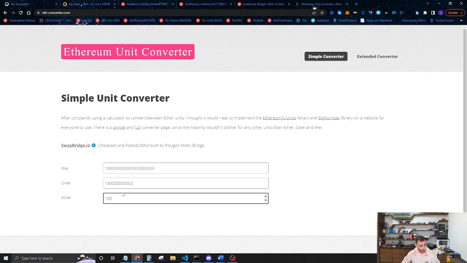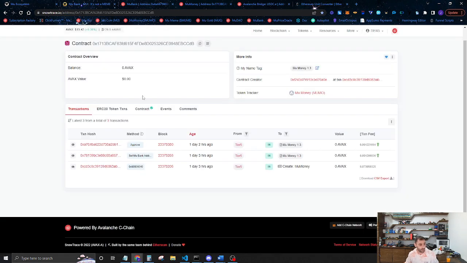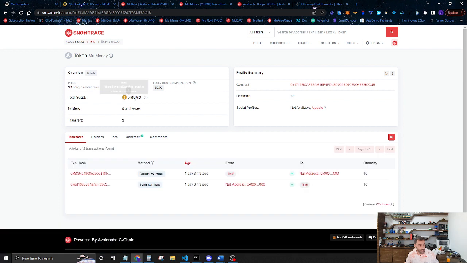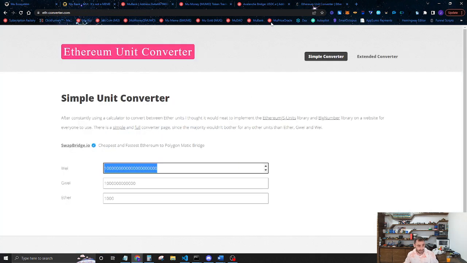So we're going to do 1,000, and we're going to get this value here, because we're going to be bonded out Mu money. So we're going to get some Mu money. You can see there's no Mu money issued right now. This is a contract that has 18 decimal places, so we just want to put in $1,000 here and then get this value, which represents $1,000.